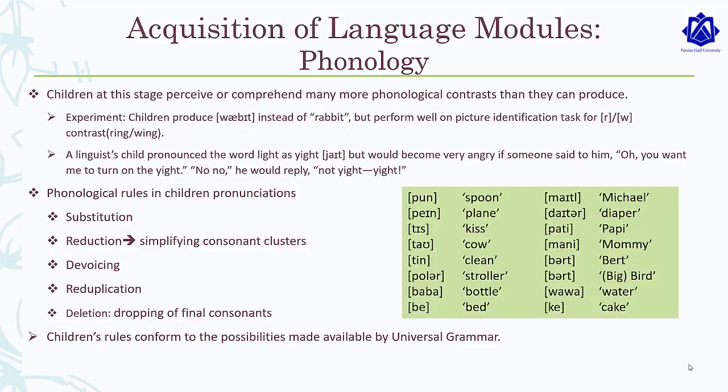Based on the experiment and the other stimuli, they realized that although children cannot produce some contrasts, cannot produce some of the sounds, it doesn't mean that they do not know them and do not comprehend them, but that they cannot pronounce them.